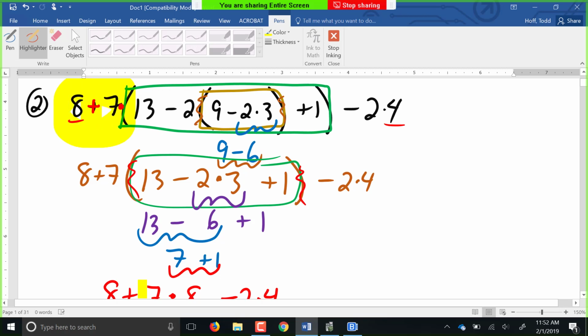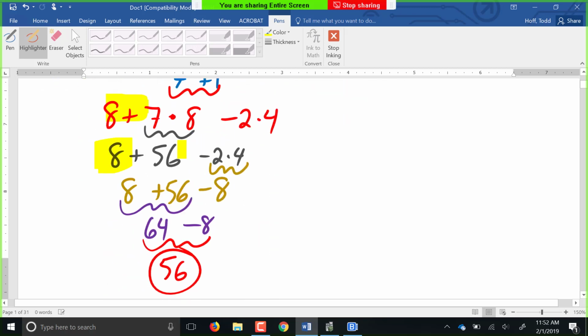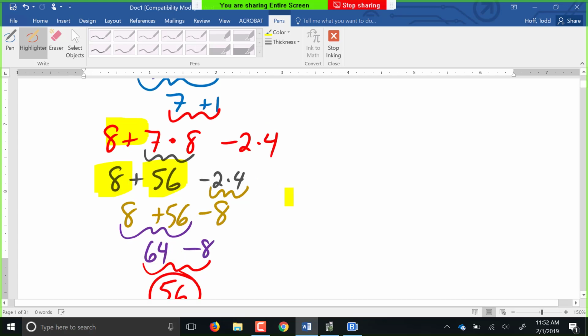That 8 plus 7 is one of the last things that we do. In fact, it's not even 8 plus 7. It's 8 plus that 7 times the amount from the parentheses. So that 8 plus is one of the last things we can do. Don't let it be your first.